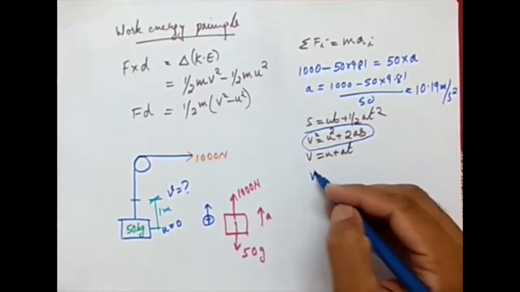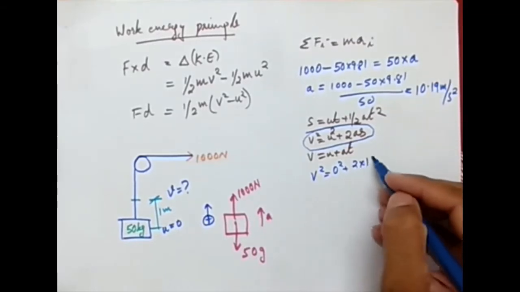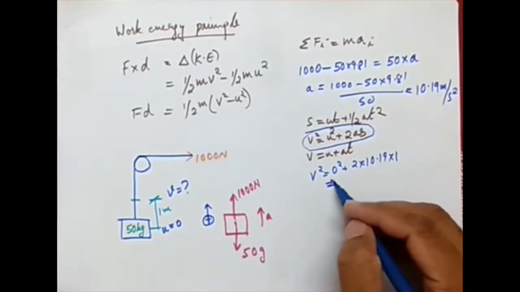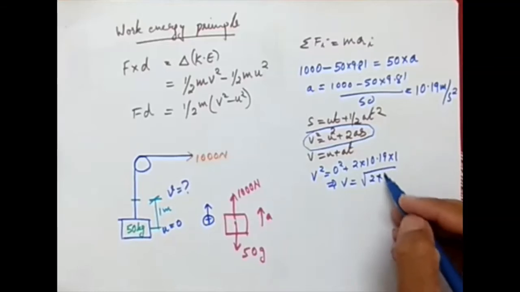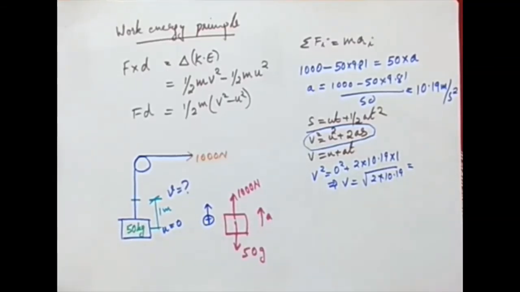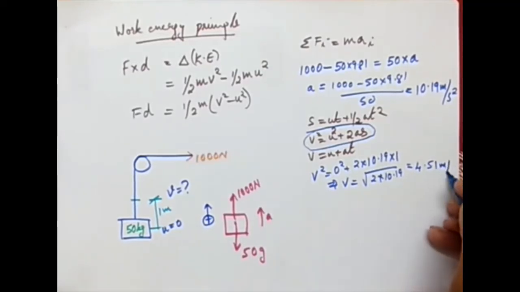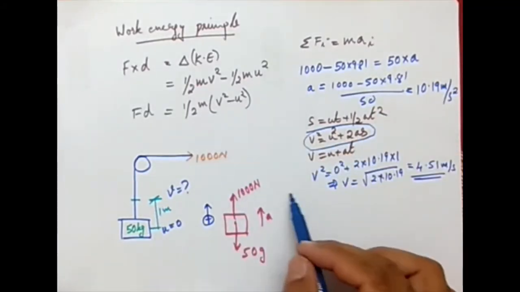So I'm trying to substitute that. I will get v² = 0² + 2 × 10.19 × 1, so v is the root of 2 × 10.19. Let's calculate it. I'm going to get the value as 4.51 meters per second. So this is one way of solving this particular condition. I want to calculate v and I can calculate it like this.